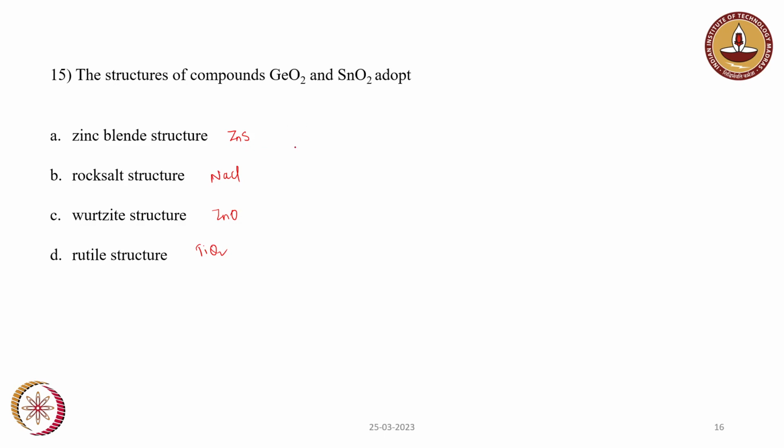alternate tetrahedral voids. In rock salt structure, both sodium ion and chloride ion crystallize in FCC, but chloride ion will be present in the corners and face centers, and sodium ion will be present in the body center and edge centers. In wurtzite, it will be in hexagonal lattice HCP, and so GeO2 and SnO2 adopt rutile structure of TiO2.